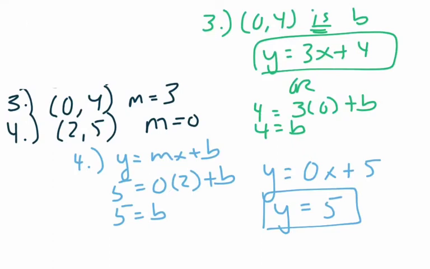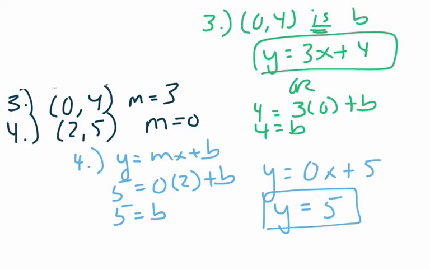Next one. Now, for the third one, if you're observant and you don't just go into autopilot, you might notice that this is the y-intercept. So you don't need to go through the extra step of solving it. Remember, the y-intercept is where a line crosses the y-axis, so the x-coordinate is 0. So the moment you see the x-coordinate is 0, then you know that the 4 is your b value, and you can jump right to y equals 3x plus 4.